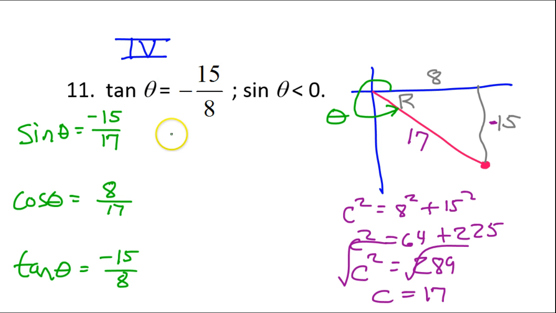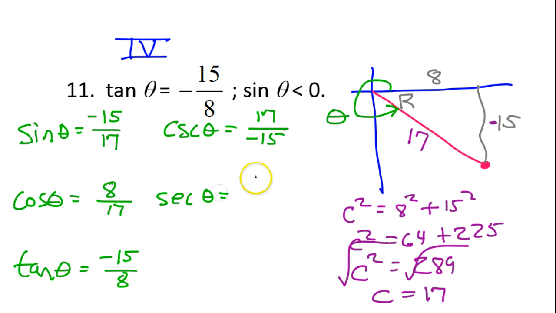Now we'll do the reciprocal ones. So the reciprocal of sine is cosecant. So that's going to be 17 over negative 15. The reciprocal of cosine is secant. So that's going to be 17 over 8. And the reciprocal of tangent is cotangent. So that's going to be 8 over negative 15.